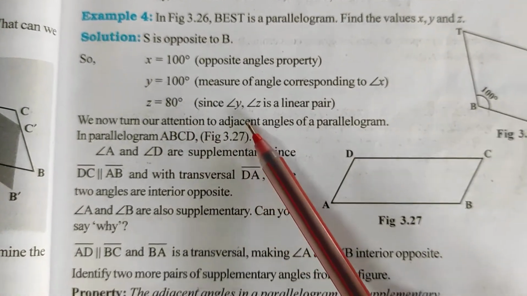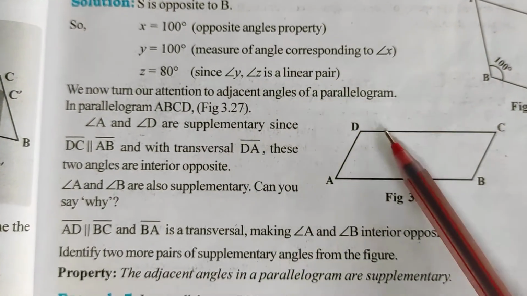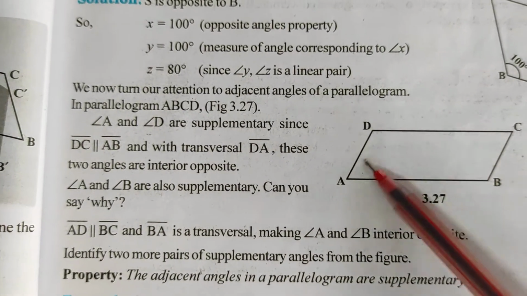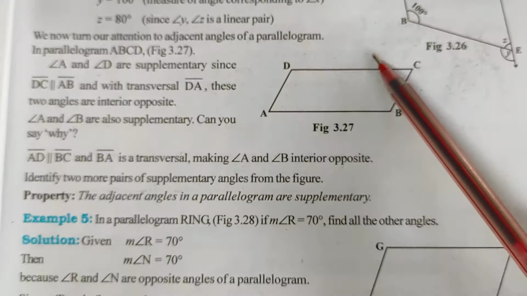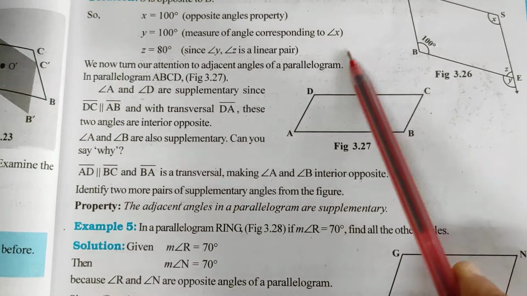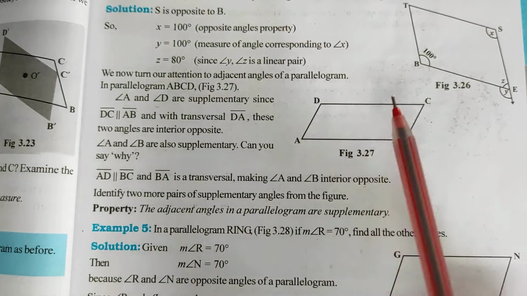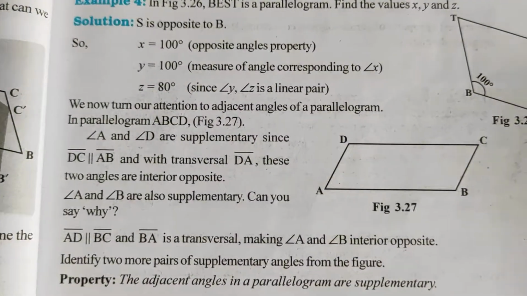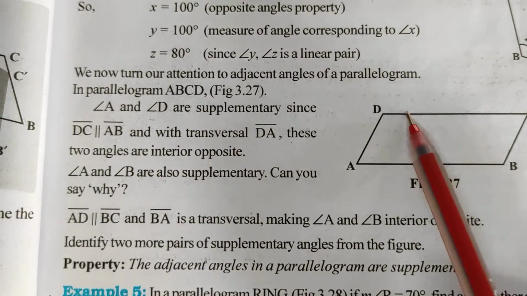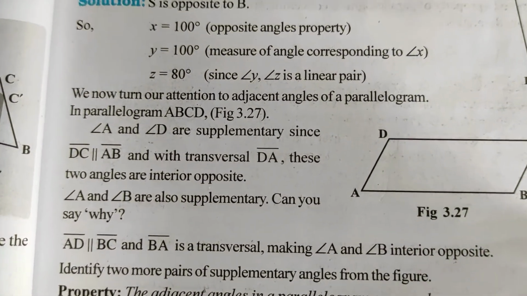We now turn our attention to adjacent angles of a parallelogram. In parallelogram ABCD, angles A and D are supplementary, because we know that by the definition of parallel lines, if there are parallel lines and one slanting line, the sum of the interior angles is always 180 degrees. So if we prove that this is 180 degrees, then the lines are parallel. So DC is parallel to AB.